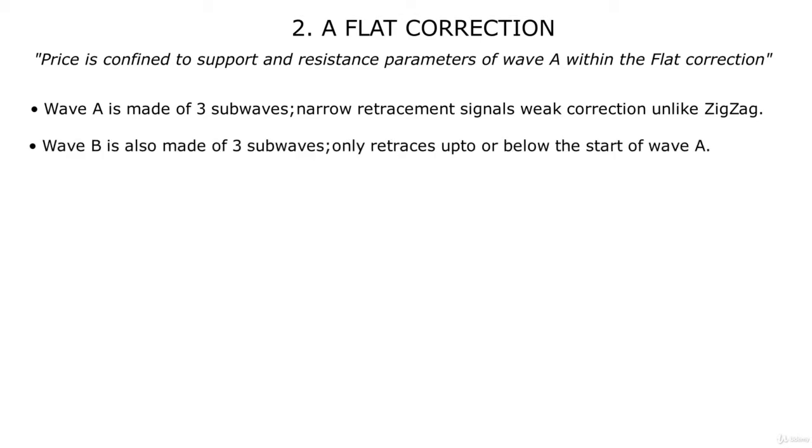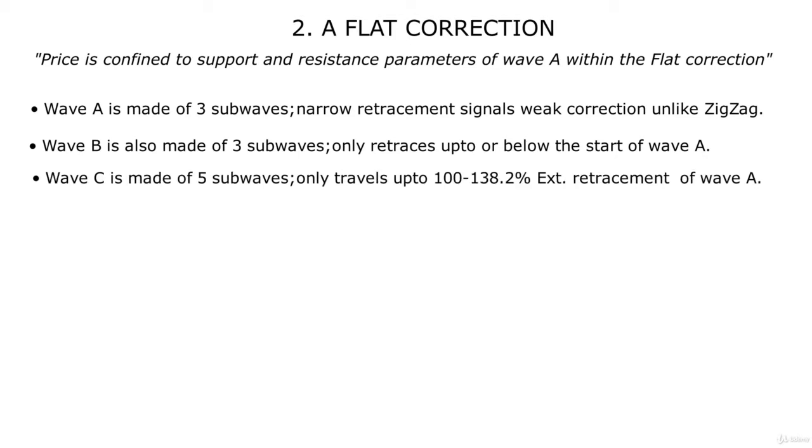Wave B inherits some of these characteristics and ends near the start of wave A and unfolds in 3 subwaves. Once wave B is completed, the wave C unfolds in 5 subwaves, but once again, unlike wave C of a zigzag, this wave C will finish at or just beyond the termination point of wave A, or in other words, 100 to 138.2% external retracement of wave A.